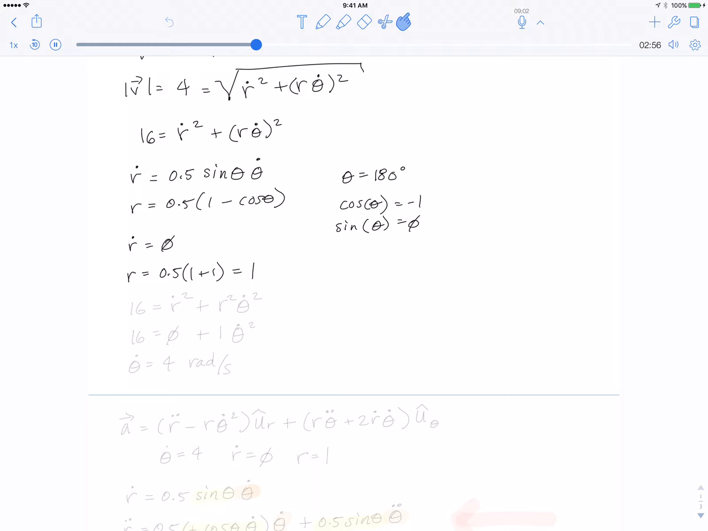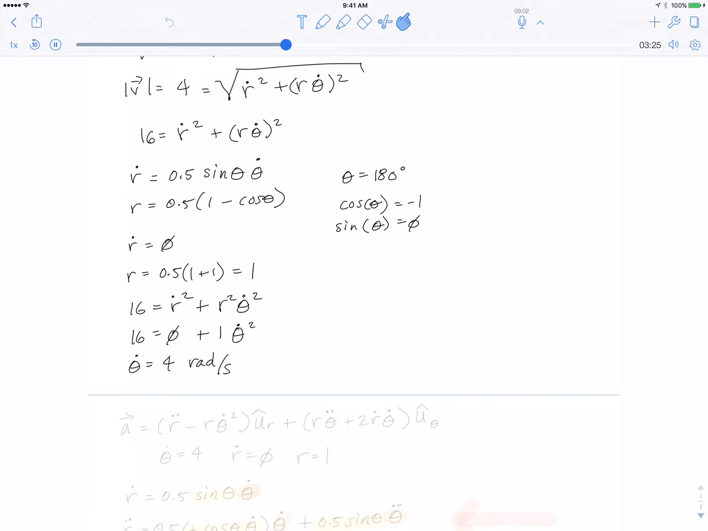So putting this into our equation of 16 equals r dot squared plus r squared theta dot squared, we're going to get 16 equals 0. That's nice. Plus r squared, which is 1. That's also nice. Theta dot squared, oh, that's not that bad. Theta dot equals 4 radians per second.